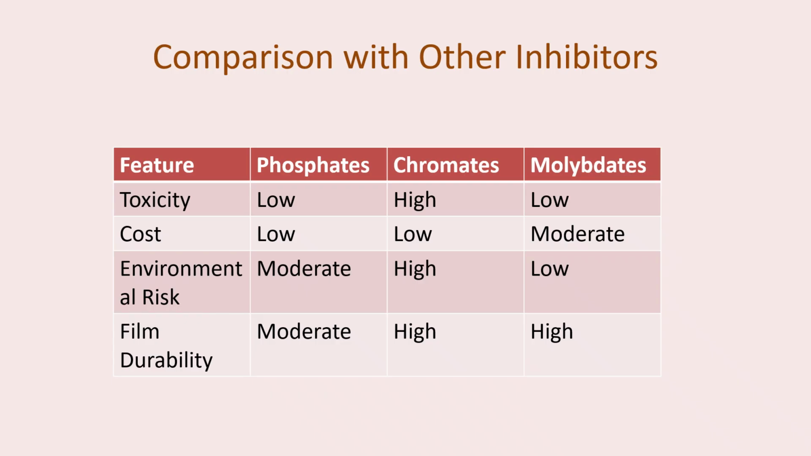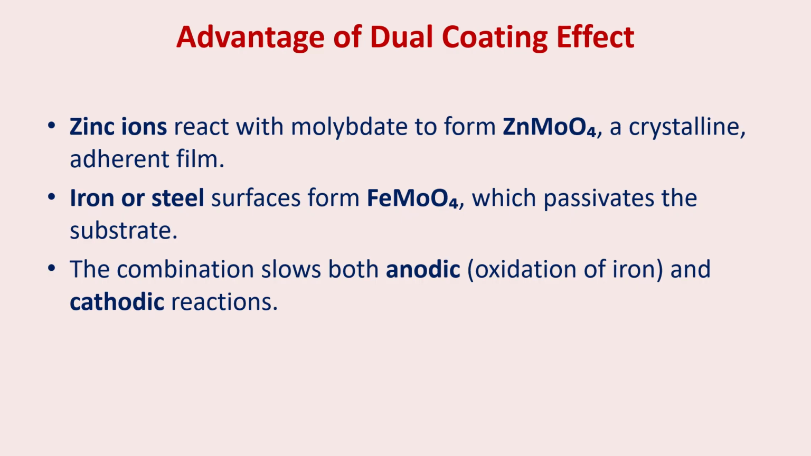Because see here, environmental risk is high for chromate. Whereas if you go for phosphate coating, it is moderate. And if you want 100% sustainable development, then you can go for molybdate coating. Film durability: phosphate is moderate. See here, chromate is good, but we want to have environmental friendliness, then durability comes down in phosphate coating. But whereas in molybdate coating, it is environmentally friendly as well as durability is also high. So out of the three, the best is molybdate, second best is phosphate, then chromate.